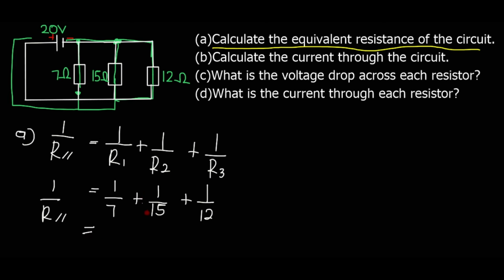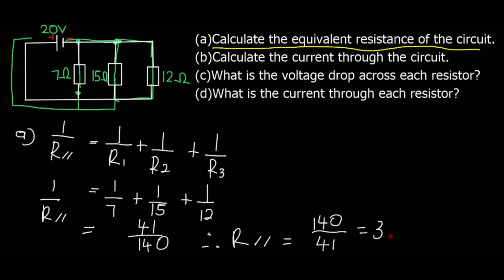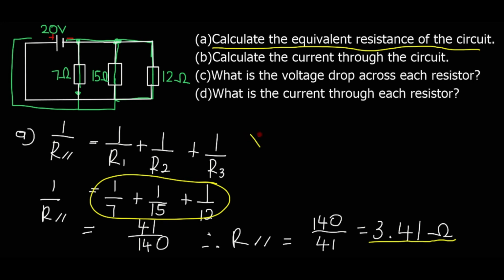So if we press the calculator, it gives us 41 over 140, but we want R parallel, not 1 over R parallel. This means we will find the inverse. R parallel is equal to 140 over 41. So we flip this number, which gives 3.41. So this is our R parallel, which is R total. We can press this number on the calculator, and then press x to the power minus 1 for the inverse, so it will offer straight this answer.